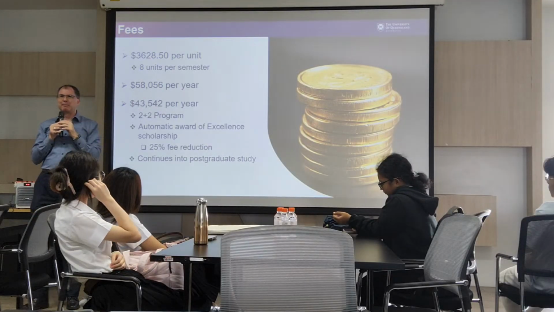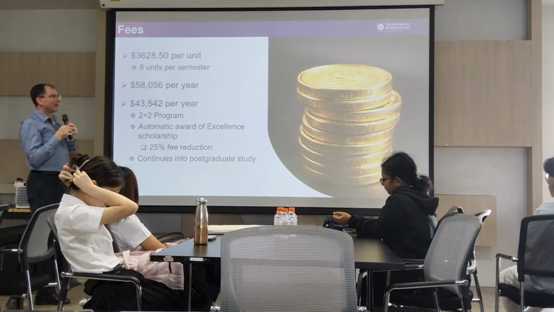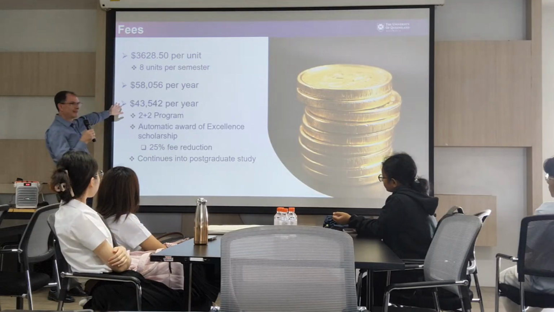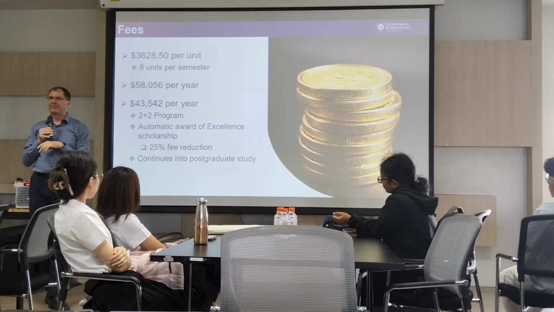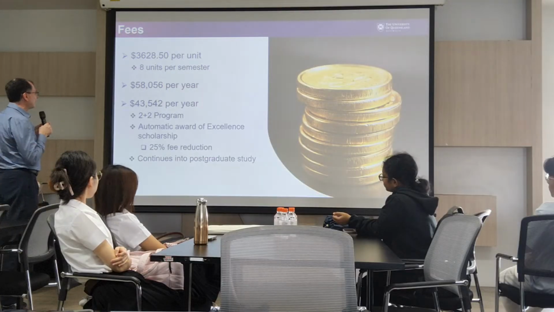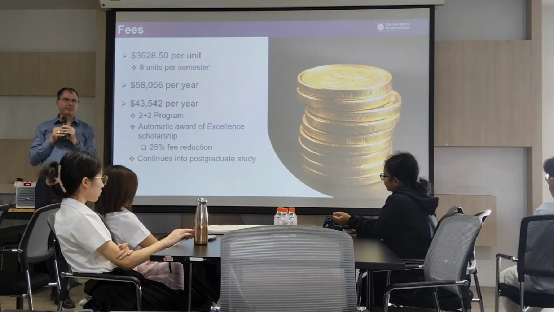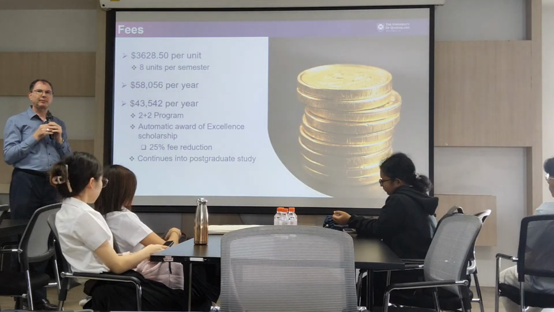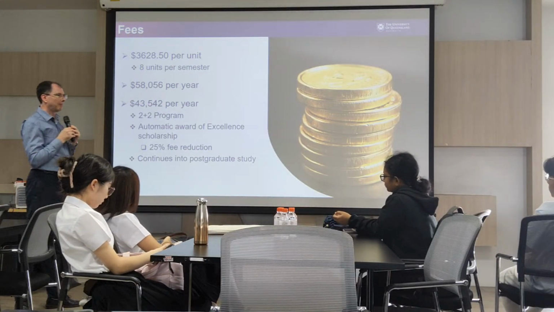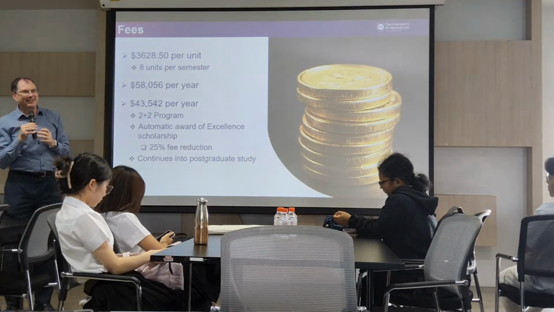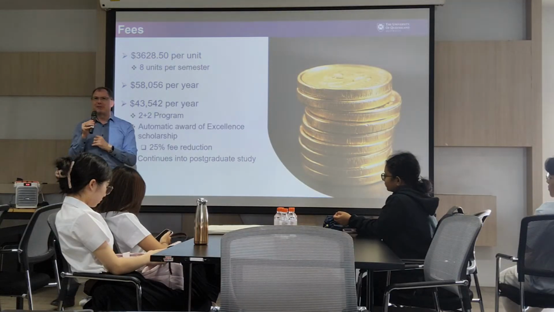But the big thing to note is, remember the 25% scholarship. It's already a 25% reduction. So what you're actually paying is the 43,500 per year. How much is the Australian dollar? 23. It's not good at the moment. It's about 1 to 23.